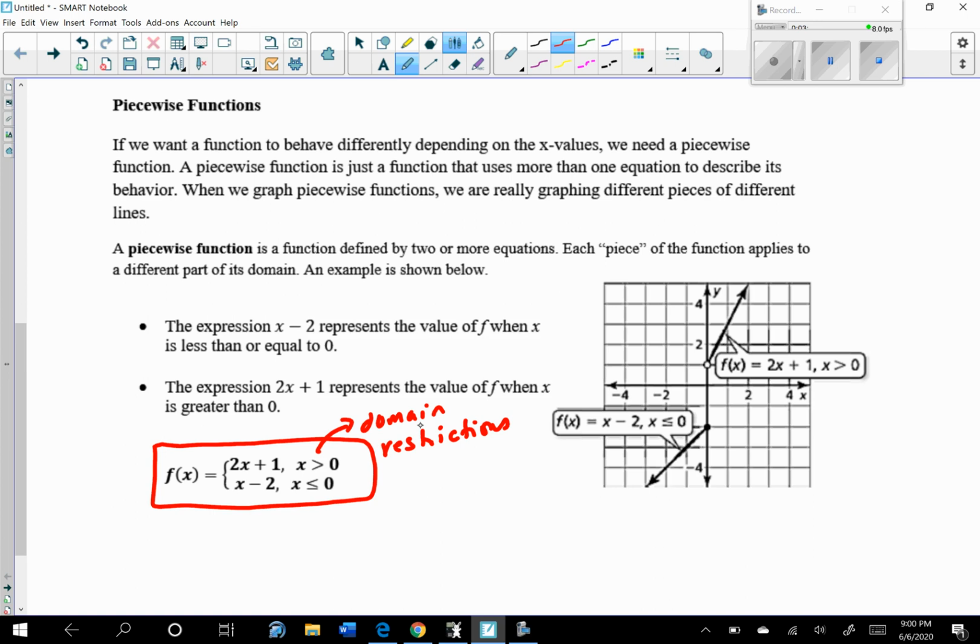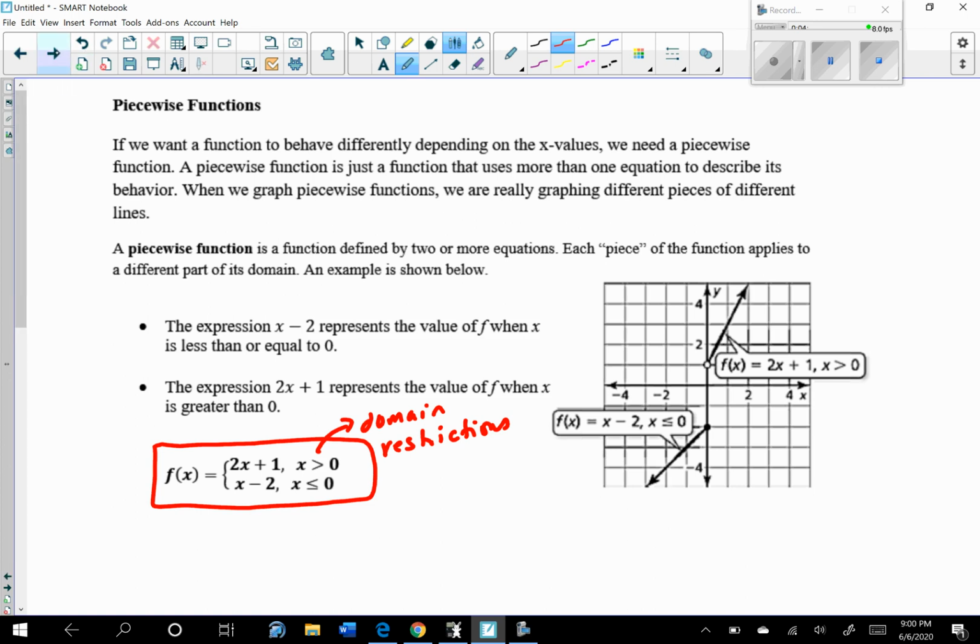Notice if we look at the graph to the right, the first equation on the top, f of x equals 2x plus 1, is for x greater than 0. We don't have any values less than that. And because it's greater than 0, not equal to, that's why there's an open circle at 0. For this one, it's less than or equal to 0, which is why this is a closed circle, and we have values of x going the other direction. That's what we are looking at when we're talking about graphing piecewise functions.